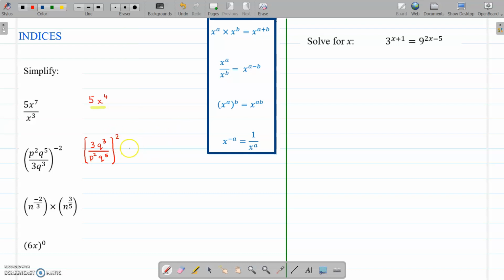So I'm going to put all that in a bracket like this and square it all. Okay, now if you follow the rules in this box here, when we square something that's already had a power applied to it, we're just going to multiply the powers by the 2. Now remember, we've also got to square the 3, so that's 9, okay? The q cubed becomes q to the power 6. And on the denominator, we're going to have p to the 4 and q to the 10, okay? P to the 4 and q to the 10.